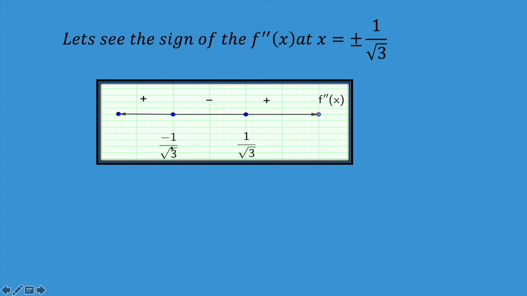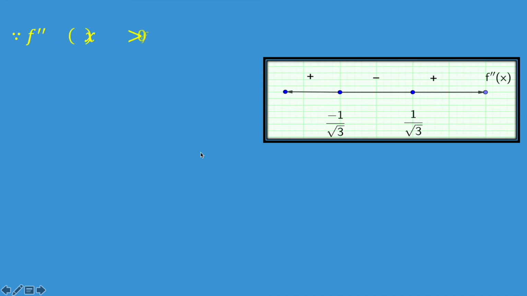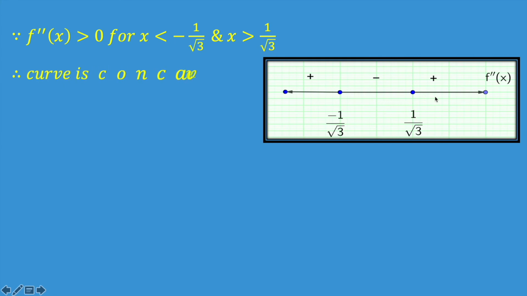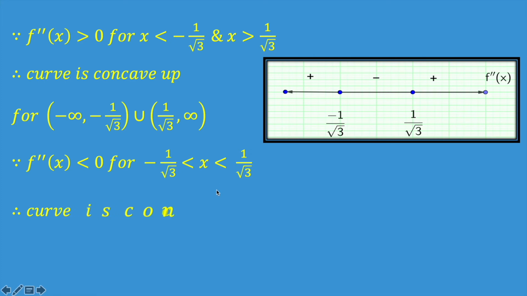Now we can see at negative 1 by root 3 on the left side the double derivative is positive, on the right side it is negative. Means the double derivative changes sign at x is equal to negative 1 by root 3. Similarly it changes sign at x is equal to 1 by root 3. Since the double derivative is positive for x less than negative 1 by root 3 and x greater than 1 by root 3, we can say the curve is concave up for these two intervals. And since the double derivative is negative for negative 1 by root 3 to 1 by root 3, the curve is concave down for this interval.